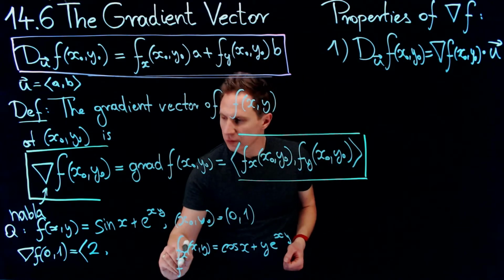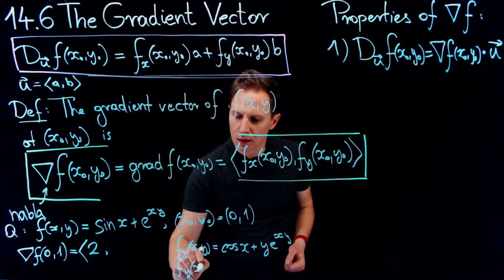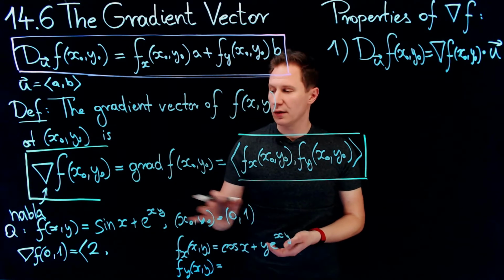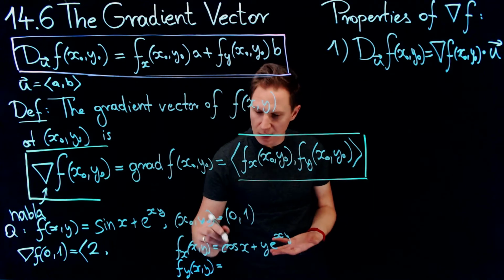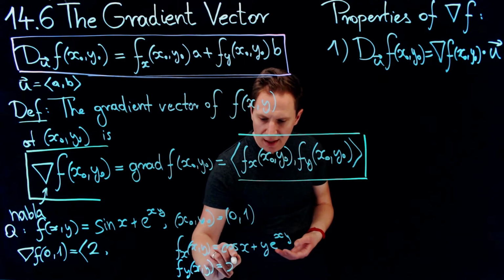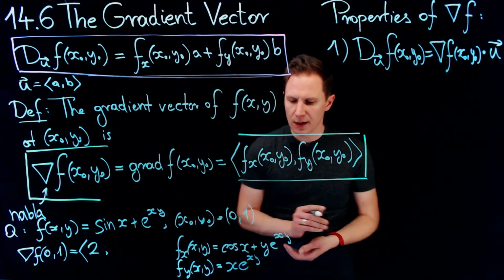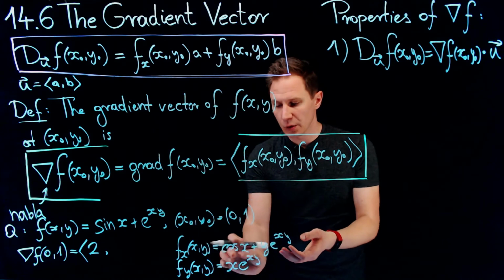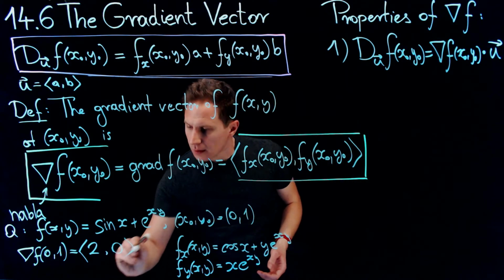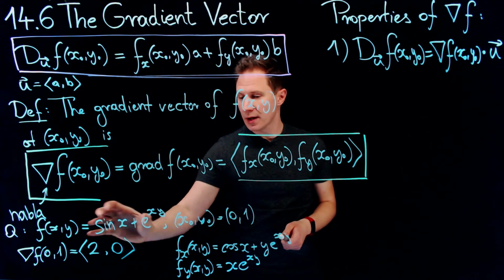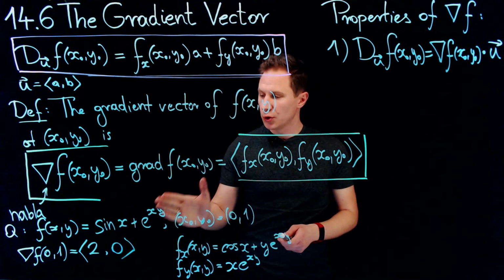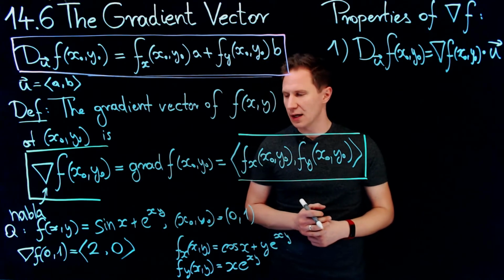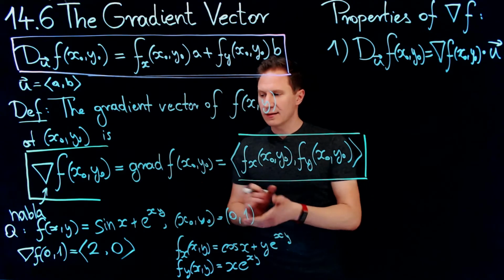Now the partial derivative with respect to y will be, well, the first term does not depend on y, so that differentiates to 0, but the second term does depend on y, and it will differentiate to x times e to the xy, which evaluated at x equals 0, y equals 1 will give us 0 because of this x factor. So the gradient vector of this function at that point is the vector 2, 0, so basically 2i, using the basis vectors i, j.